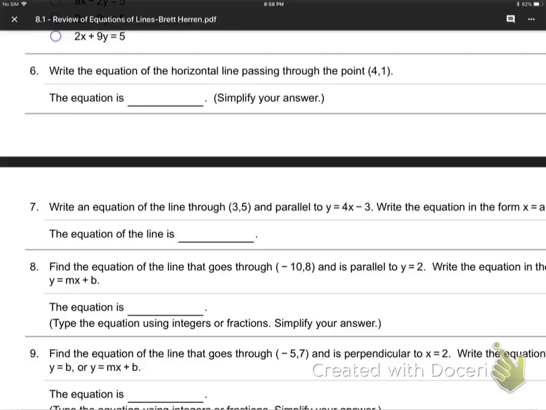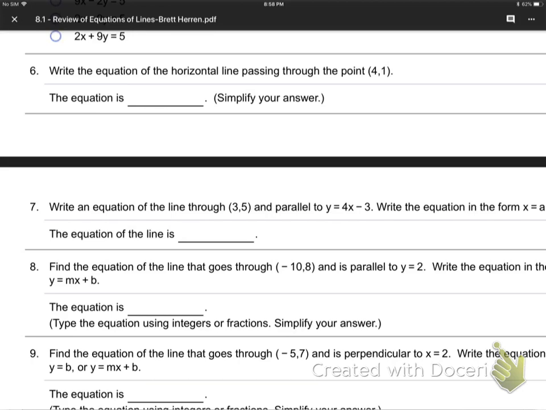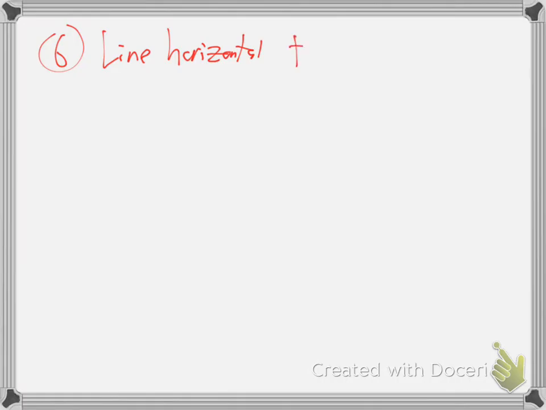Oh, we've got to try number 6. So number 6, write the equation. The line is horizontal, and it goes through the point 4, 1. Is that right? Yeah, 4, 1. So they're talking about a horizontal line that goes through the point 4, 1. They want the equation. This will be a snap, but it's not easy if you don't know a couple things.